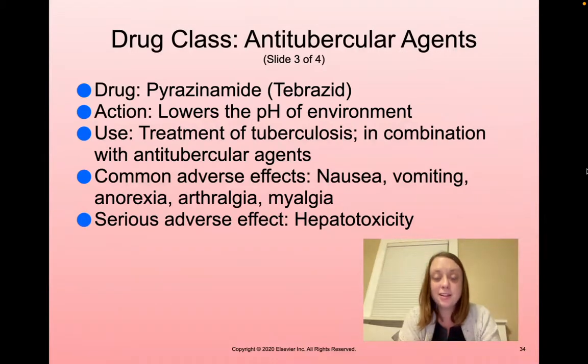Pyrazinamide or Tebrazid is the next antitubercular agent. This works by lowering the pH of the environment. So it treats tuberculosis that way, and it works in combination with other antitubercular agents. Common adverse effects of this one include nausea, vomiting, anorexia, arthralgia, and myalgia. And we need to look for the serious adverse effect of hepatotoxicity.